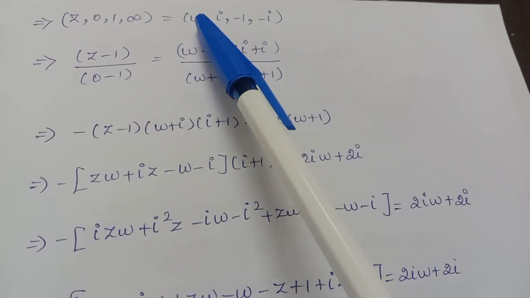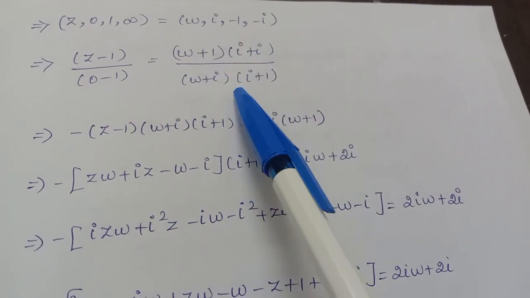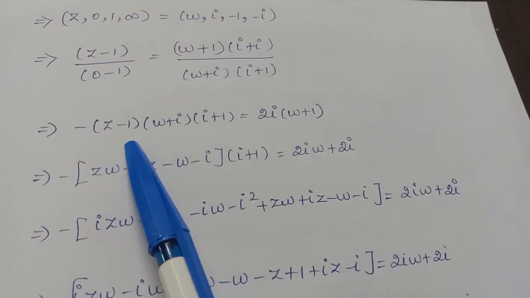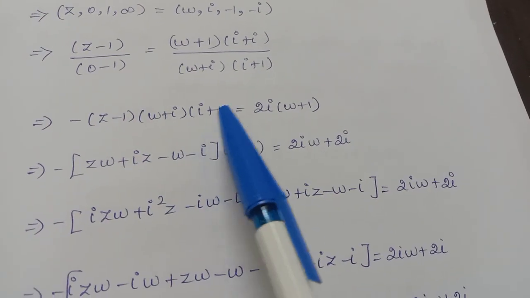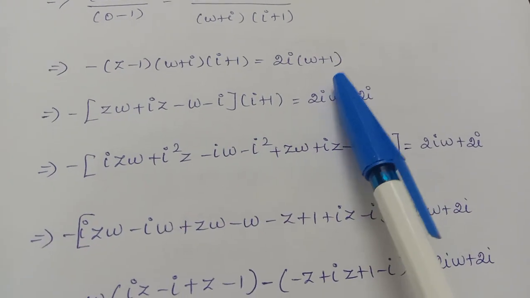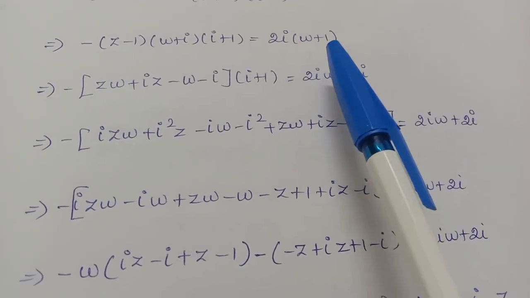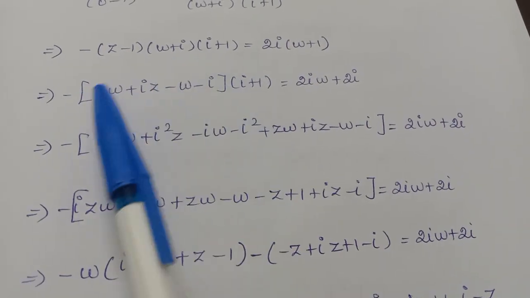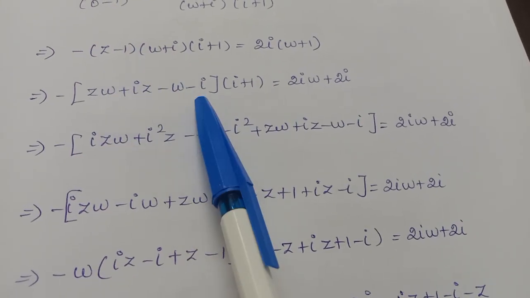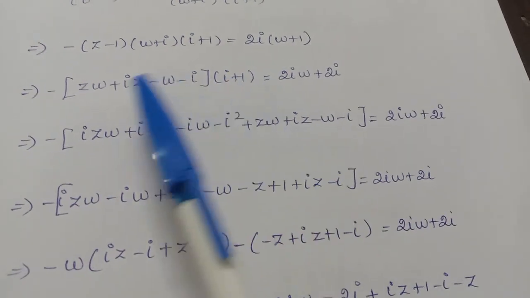So what will you write in the numerator? w plus 1 into i plus i divided by w plus i into i plus 1. That's all. Let's simplify. Minus z minus 1, cross multiplying, w plus i into i plus 1 equals 2i into w plus 1. Here also we have to simplify this result so as to bring it in the form w equals (az plus b) by (cz plus d). So let us multiply here. It is minus of (zw plus iz minus w minus i) into i plus 1 equals 2iw plus 2i. Again you multiply with i plus 1.